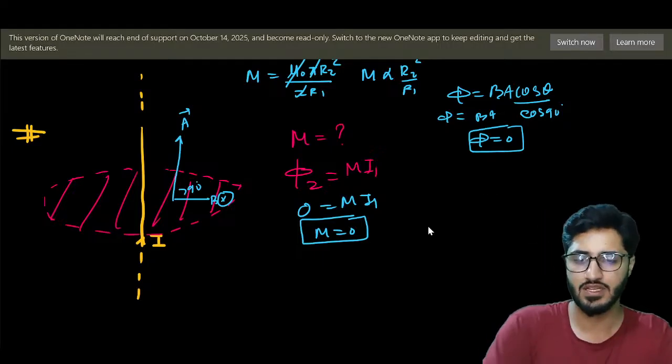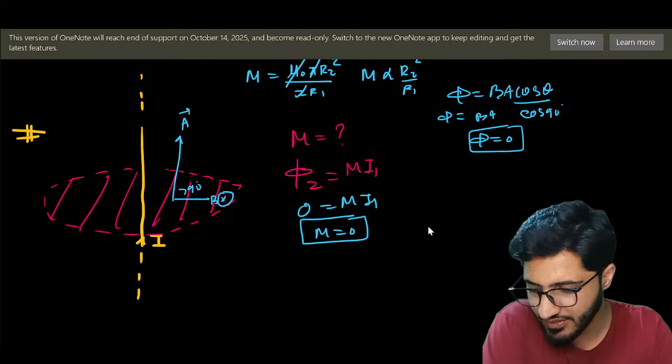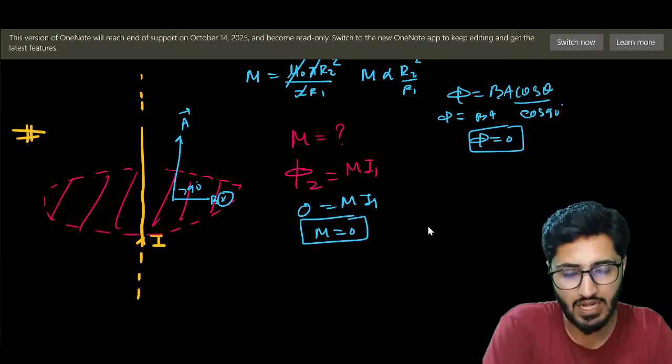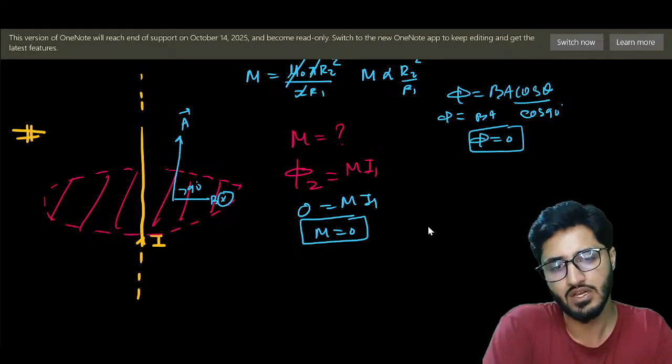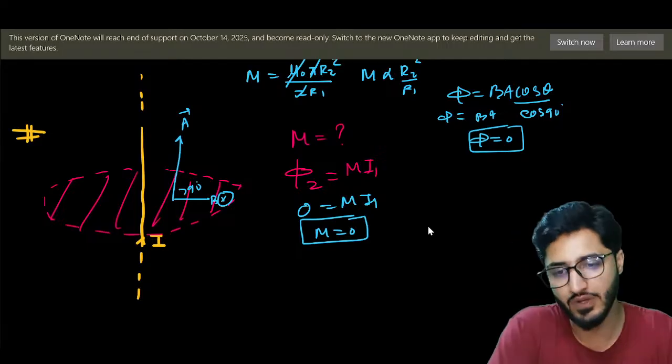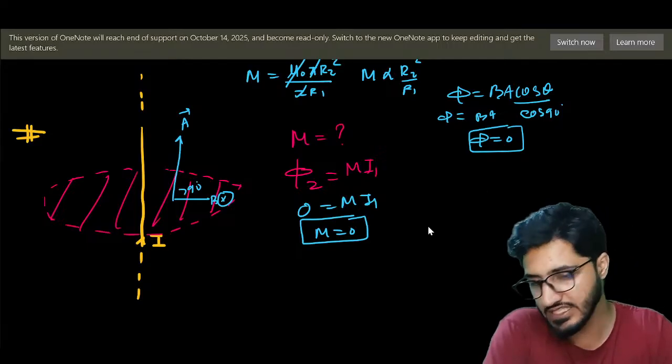So M is 0. You need to think about how M is 0. I have given you the proof that shows how M is 0. Very simple, very easy.